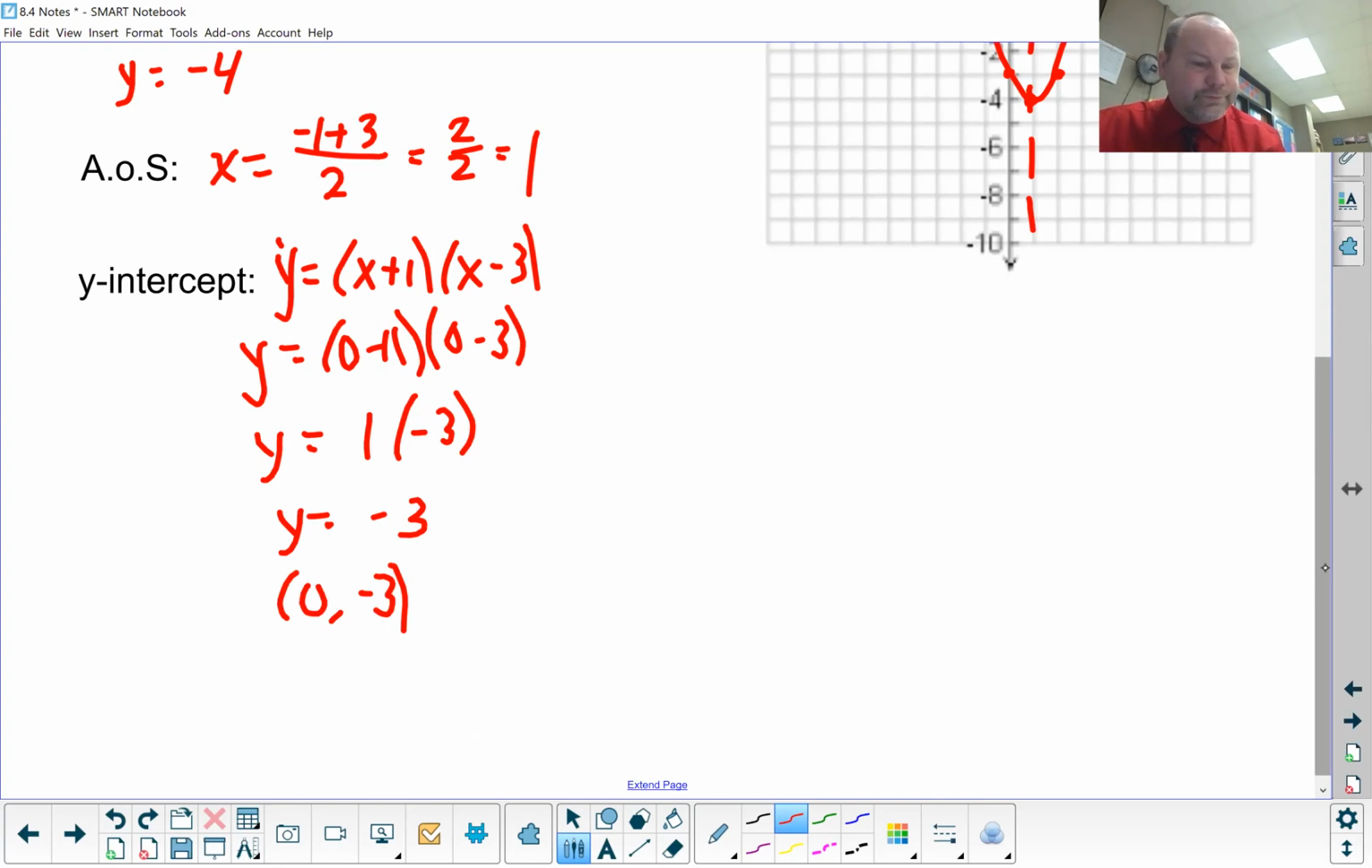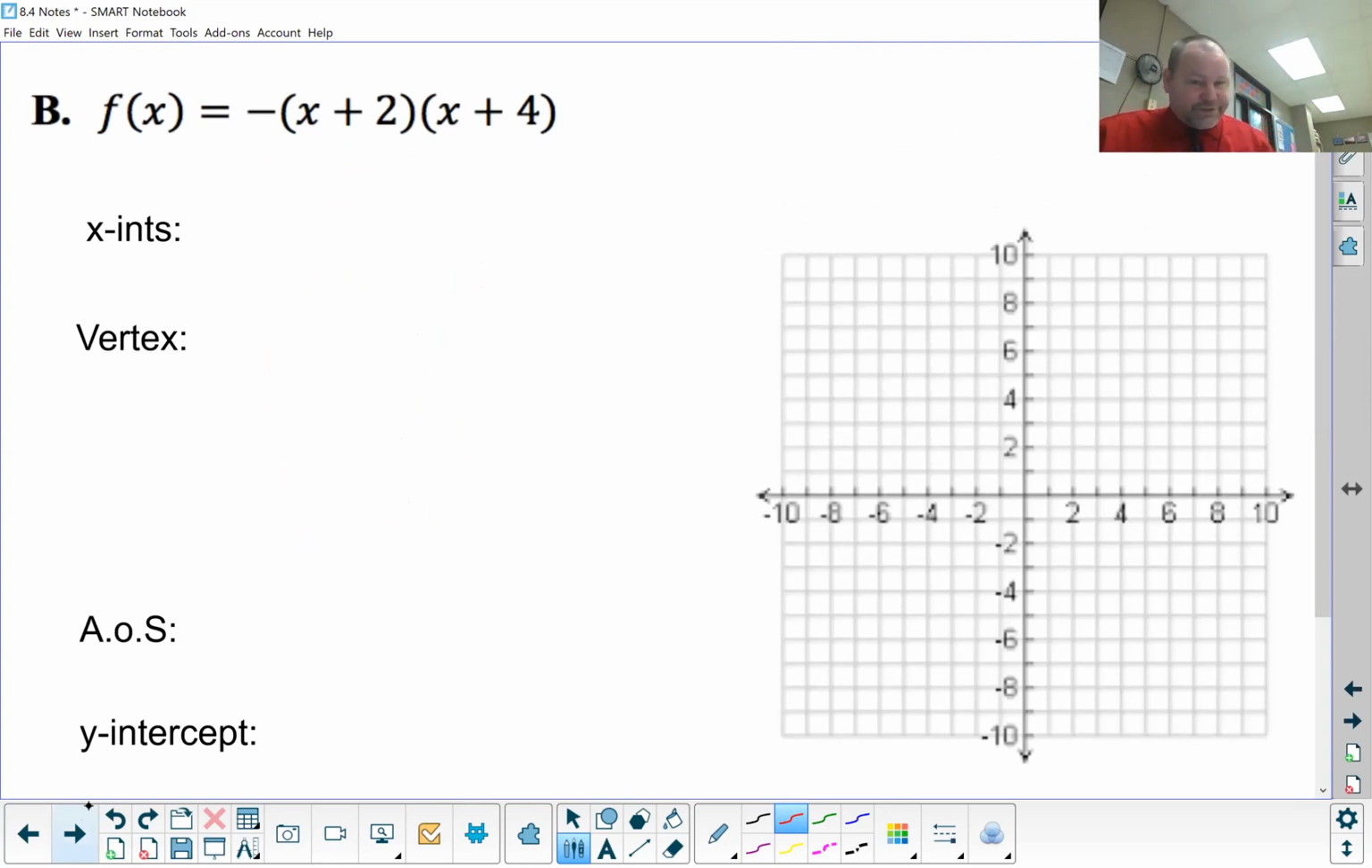All right, let's try another one. The opposite of x plus 2, x plus 4. So remember that opposite isn't going to affect anything until we need to graph other points on the parabola. We still have our x-intercepts being the opposite value of what's in the parentheses.